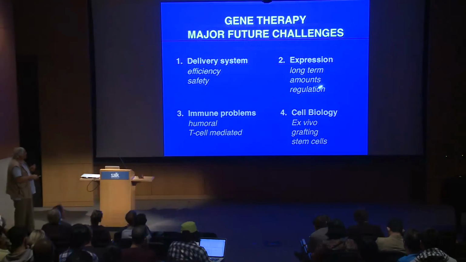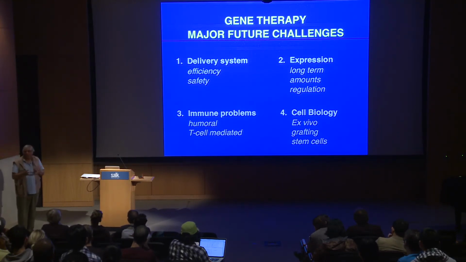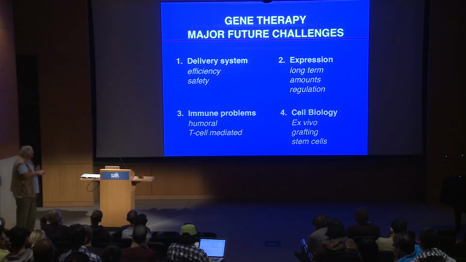We still have a problem of long-term expression. We don't really know how long and how to regulate the expression. There are no regulatable systems as yet FDA approved, so that still needs to be done. There are serious immune problems. All these vectors will always have some problem with the immune system.